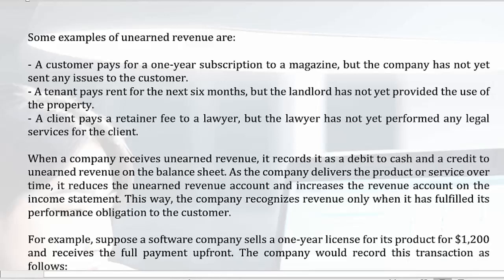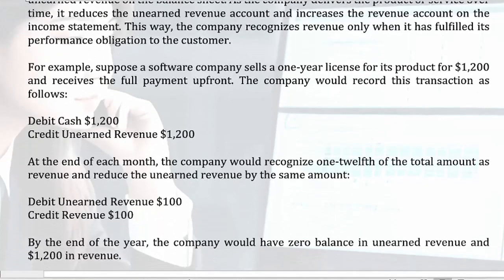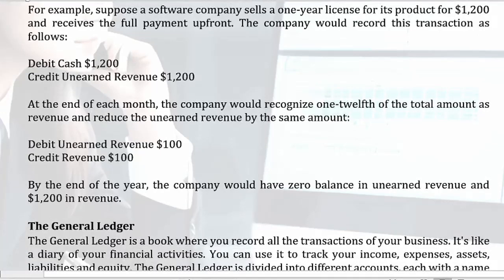As the company delivers the product or service over time, it reduces the unearned revenue account and increases the revenue account on the income statement. This way, the company recognizes revenue only when it has fulfilled its performance obligation to the customer. For example, suppose a software company sells a 1-year license for its product for $1,200 and receives the full payment upfront. The company would record this transaction as follows: debit cash $1,200.